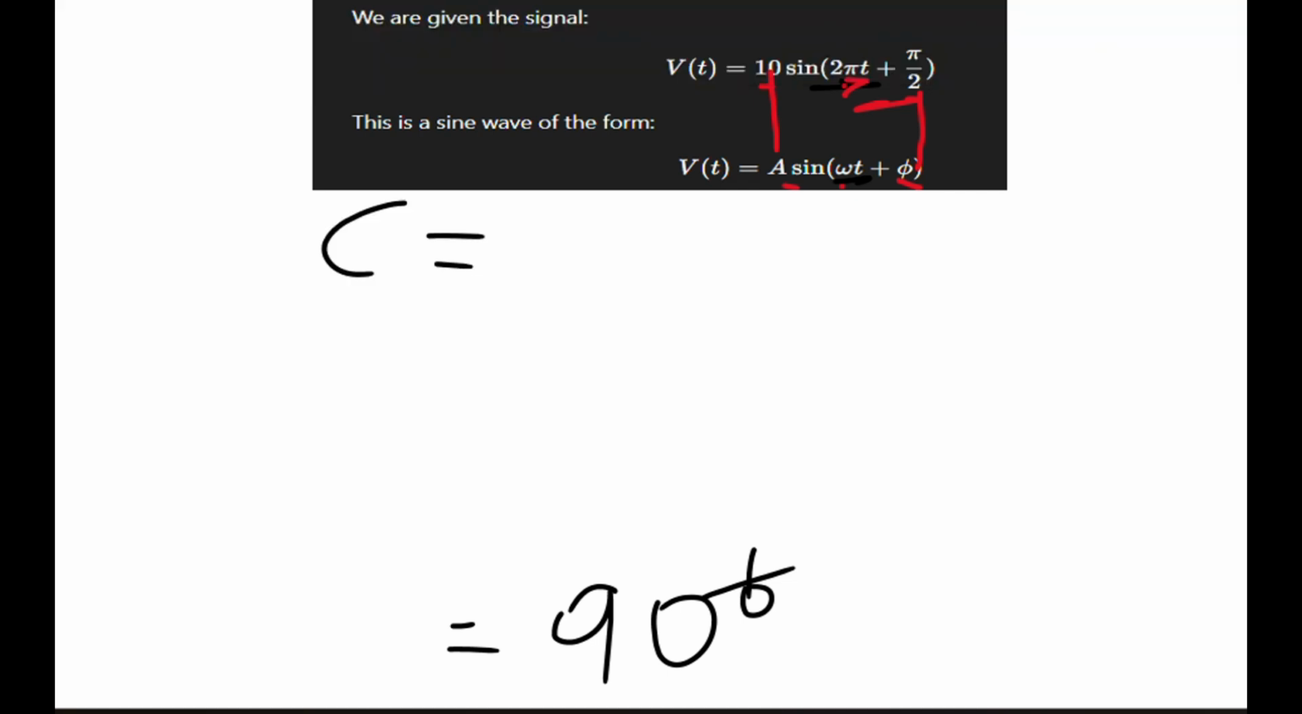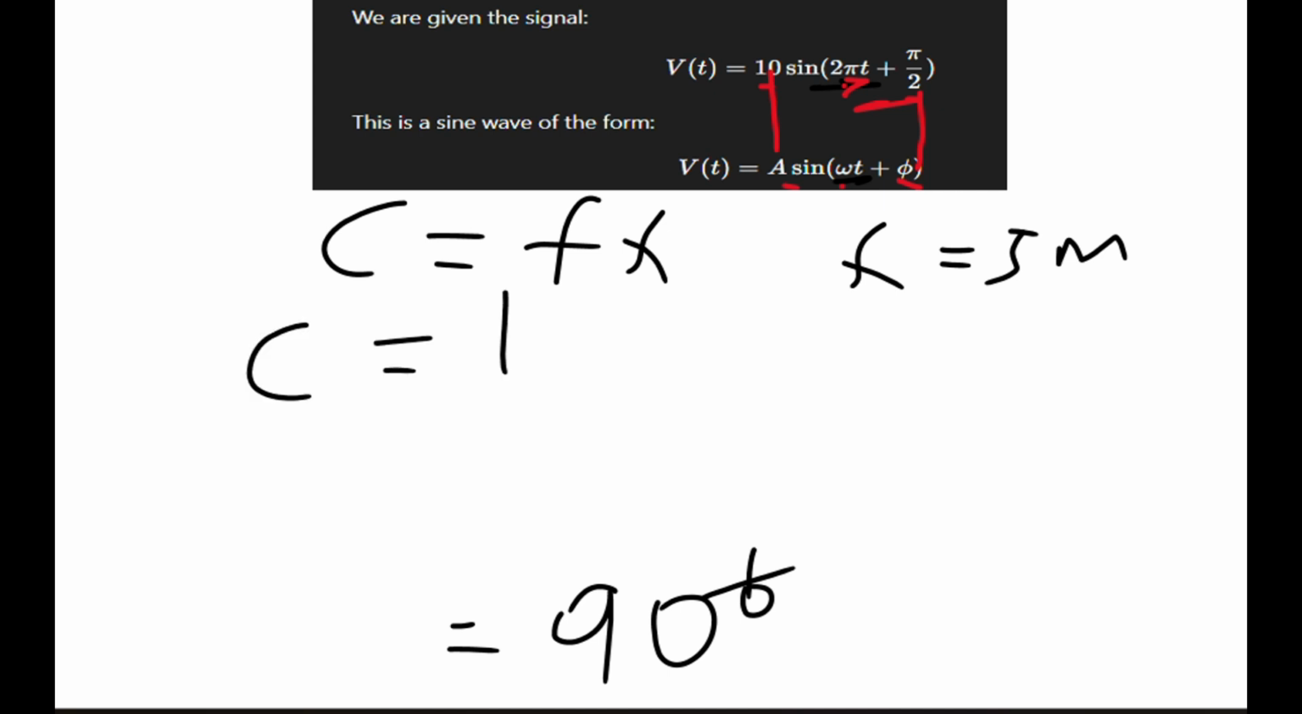All right, so we are going to find the speed. We know that c is equal to f lambda, where f is frequency, lambda is the wavelength, which was 5 meters, and c is the speed of the signal. So frequency was 1 hertz, so 1 hertz multiplied by our lambda, which is 5 meters. Yes, so when we multiply the two, we are simply going to get our speed, c, to be equal to 5 meters per second.